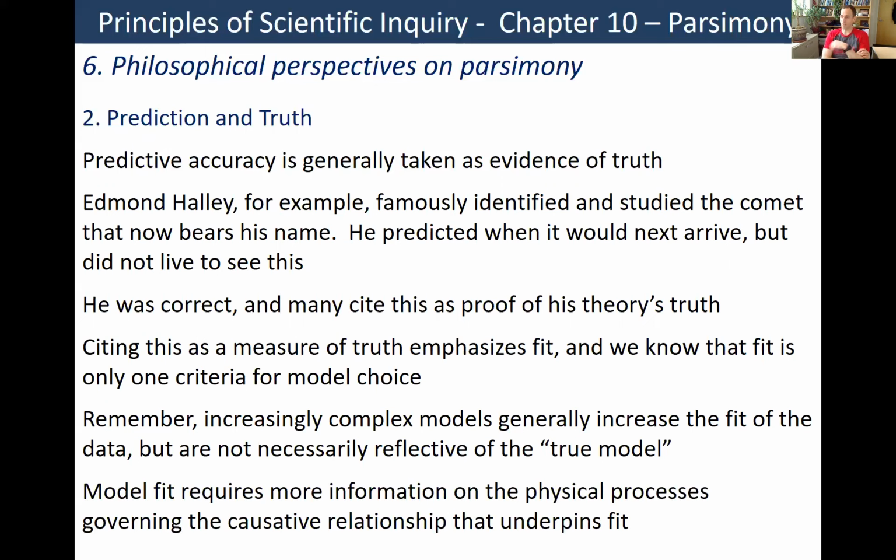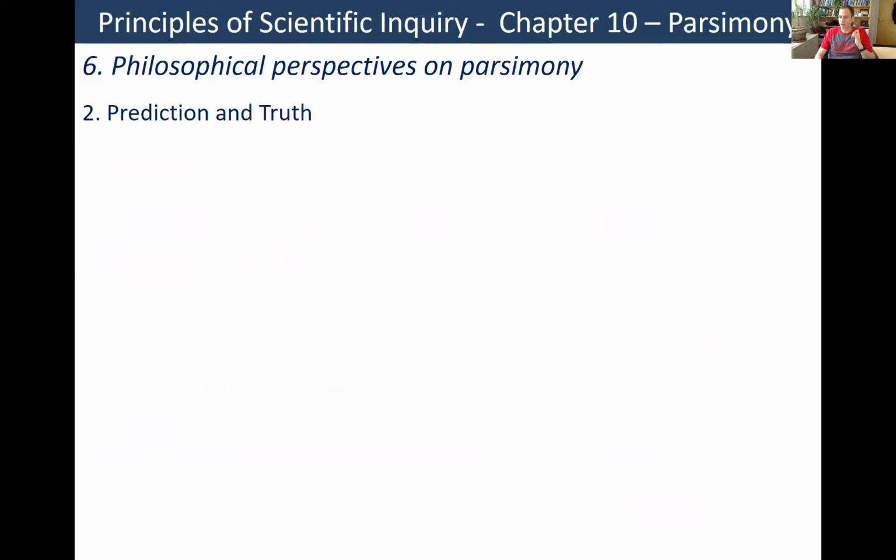Model fit requires more information on the physical processes governing the causative relationship that underpins it. So a mathematical model is useful to a point if it's great in prediction, but you have to know what the parameters in that model mean, right? You could fit any kind of mathematical equation to a collection of data, but true understanding comes from knowing what those different parameters represent. So A, B, and C have to mean something. And knowing those things can give you increased confidence that you understand the truth of the model, and that you don't just have some sort of mathematical artifact.